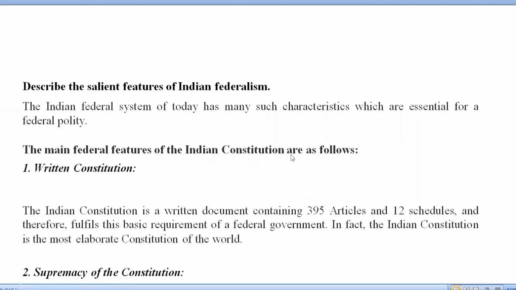Earlier, I had spoken about the syllabus of MPS, India, Democracy and Development, and I had taken the question of term examination of 2011, and I had read out those questions, out of which I have taken one of them, and that being: describe the salient features of Indian federalism.